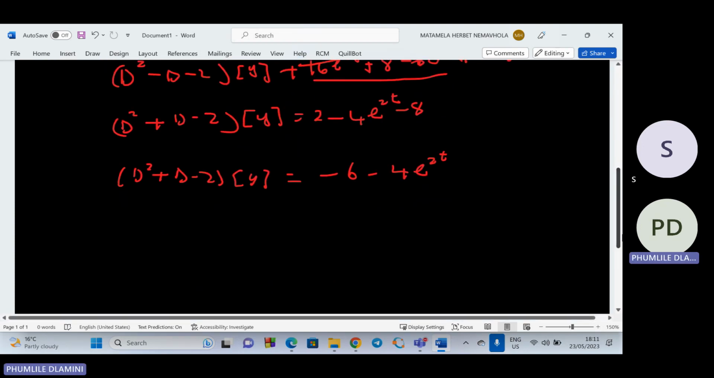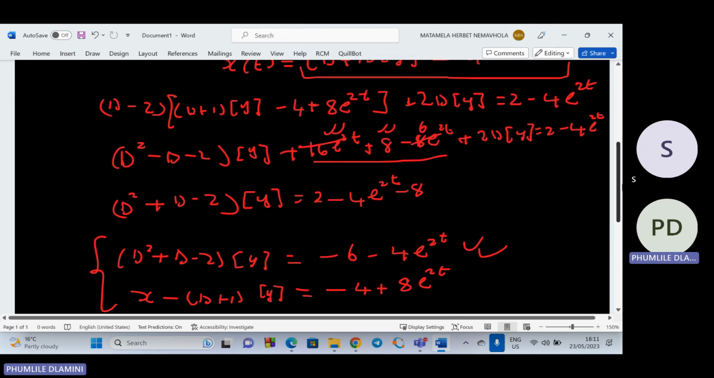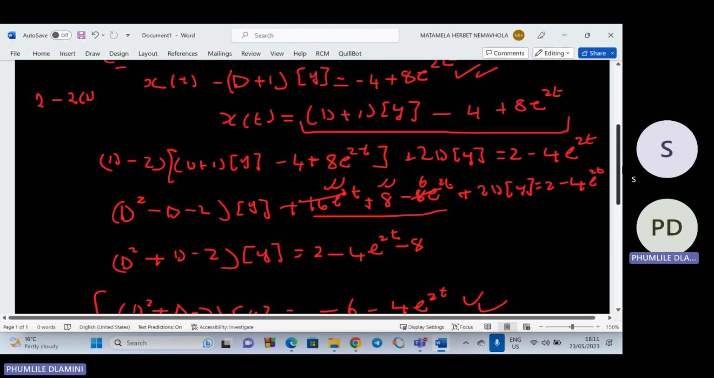So now we are done. This is correct. You can just rewrite d the way it is there, and x you just recopy back: d plus 1, already solved this one, of y equals minus 4 plus 8e to the 2t. Then this is correct. So let me just browse back. You can see there.